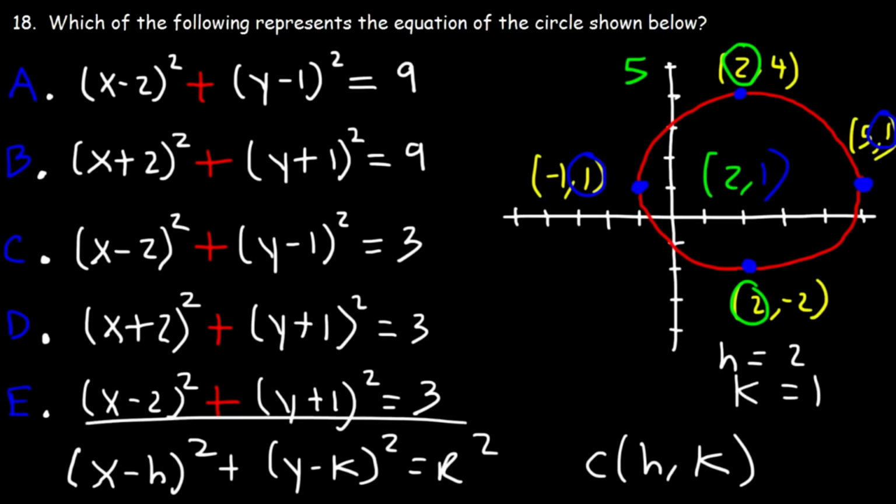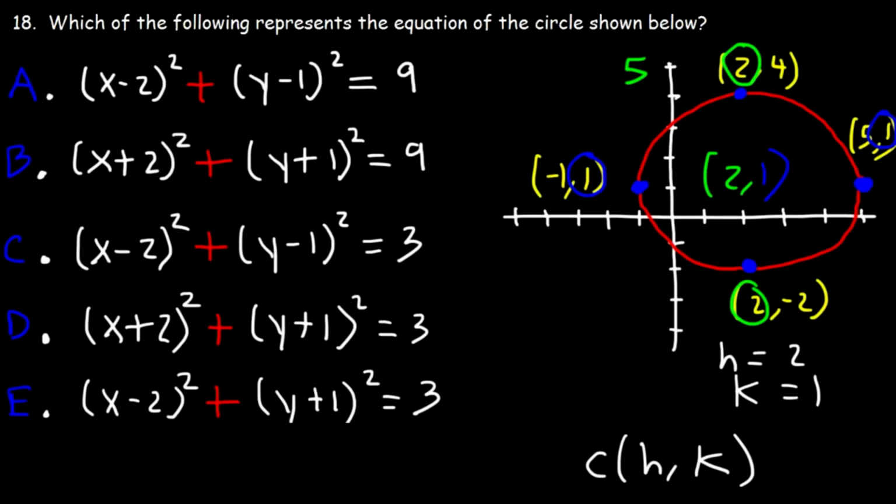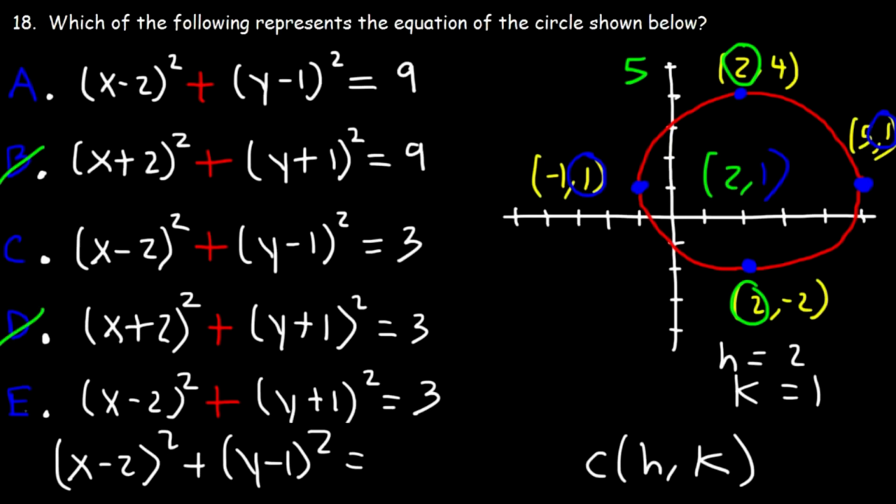So if we use this equation and replace h and k with those numbers, I'm going to need some space, so let's erase this. Instead of (x minus h) squared, it's going to be (x minus 2) squared plus, instead of (y minus k) squared, it's going to be (y minus 1) squared. So we can get rid of answer choice B because it has x plus 2, and we can get rid of D, and we can also get rid of E because it has y plus 1 instead of y minus 1.